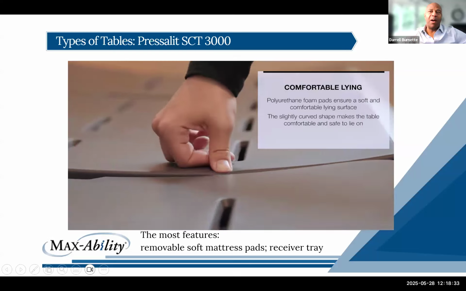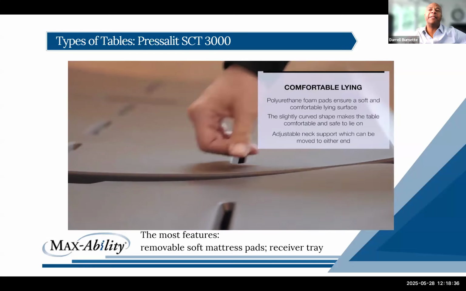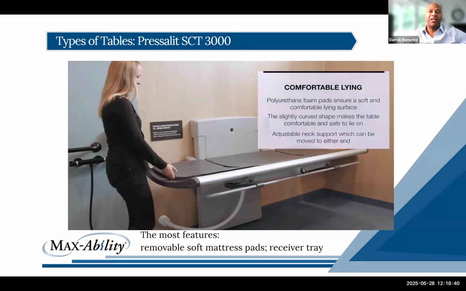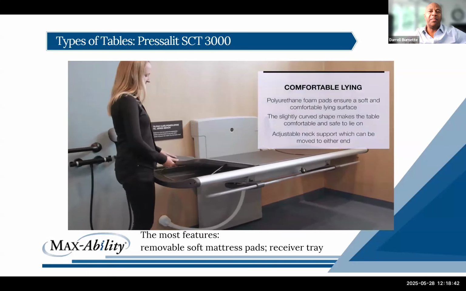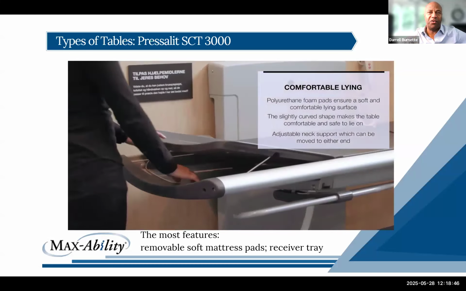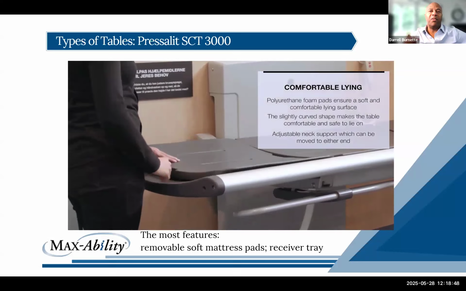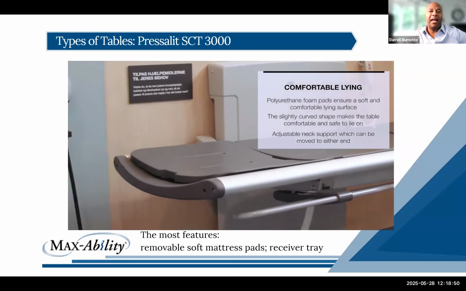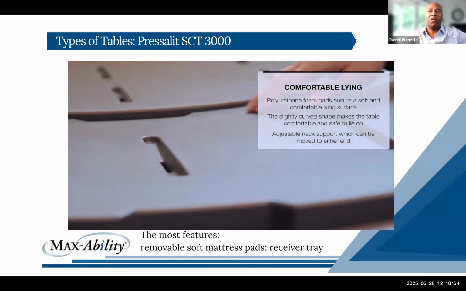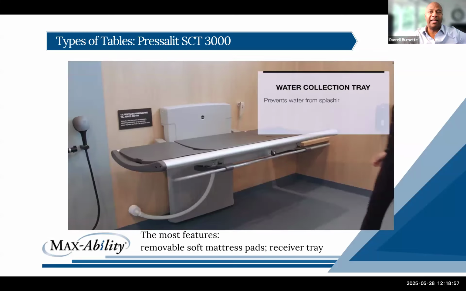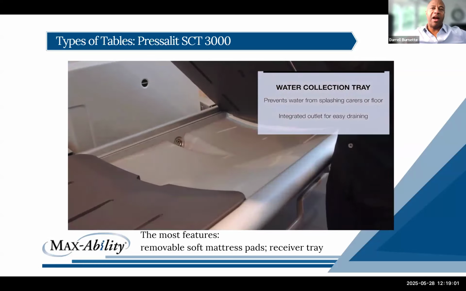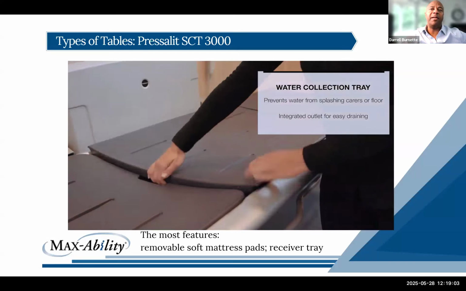As I said, this is shower. There's a water collection tray and polyurethane pads. Sometimes if these tables are in public, I don't know why, but people like to take these mats. They'll just take one pad and leave. And those pads are pretty expensive to replace. So that's why this is a wonderful table for a supervised caregiving shower environment.